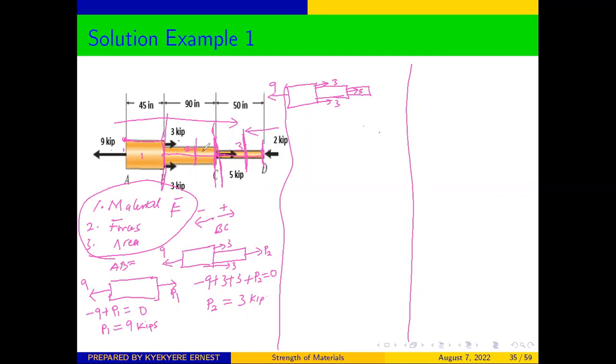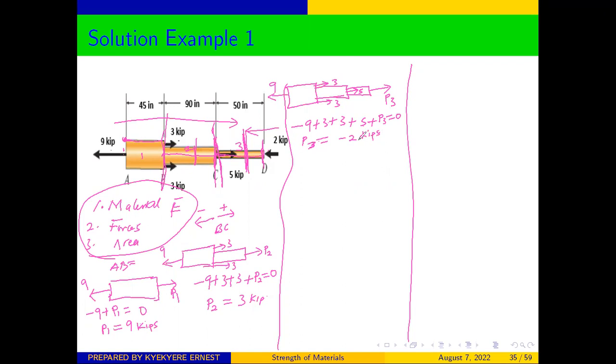So if we decide to take it from A to that point, then our internal force would be like this. We can call it P3. And from there, we can see that 9 is going to the left, so negative; 3 is going to the right, they are all positive. 5 is going to the right, also positive. Our P3 is going to the right, also positive, and the sum is equal to 0. Then from here, we can calculate P3 as equal to -2 kips.